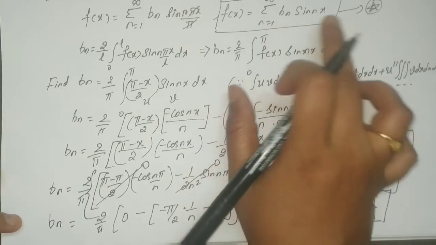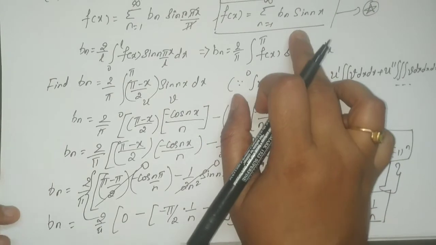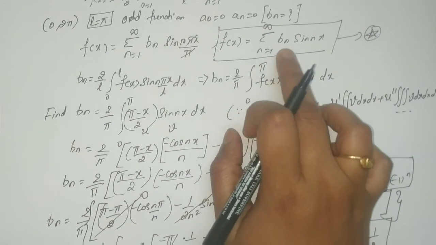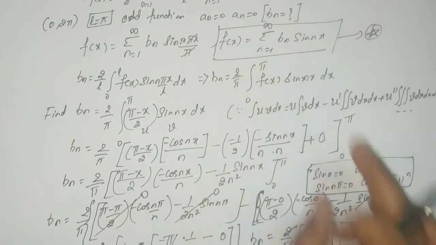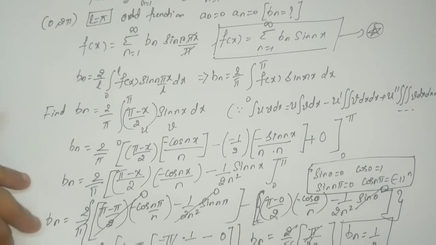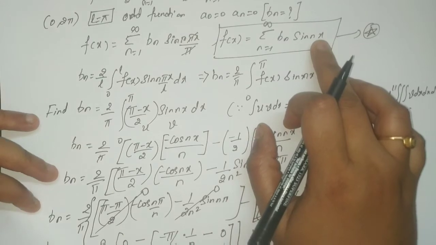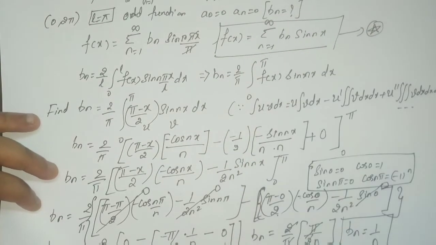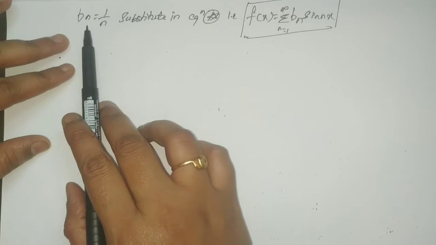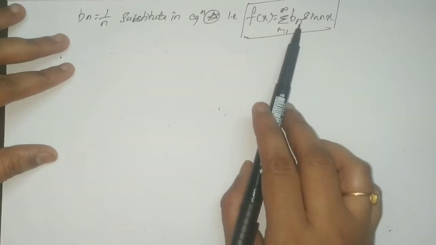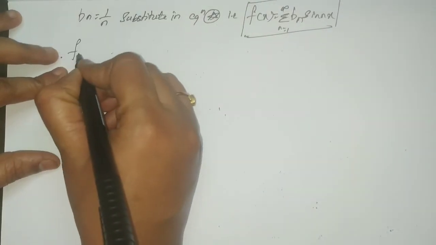So this value of Bn, please substitute in equation star, that is the Fourier series, summation 1 to infinity Bn sin nx. In place of Bn, we have to replace it by 1 by n. Then a suitable value of x has to be taken based on your interval to find its deduction. So the Bn value is 1 by n, which I will be substituting in equation star.